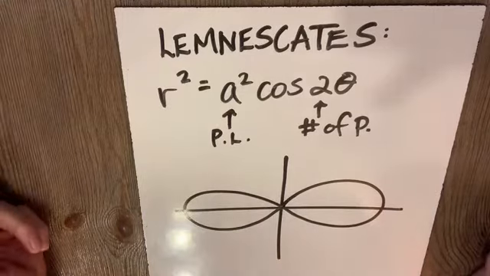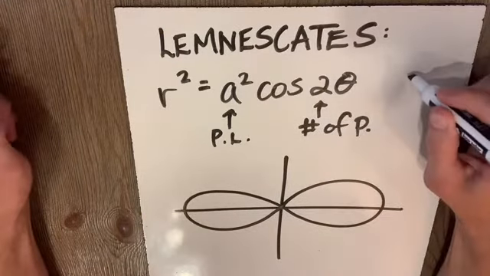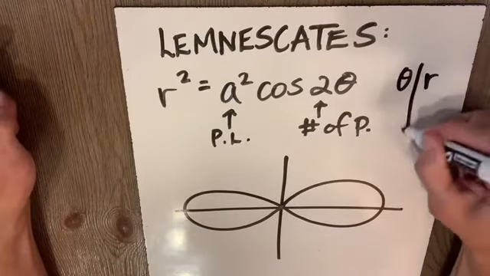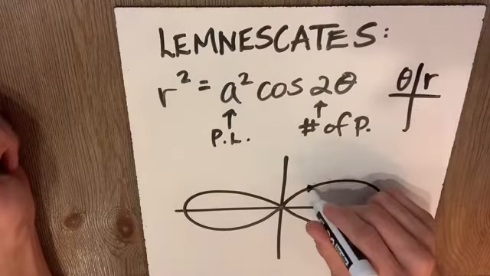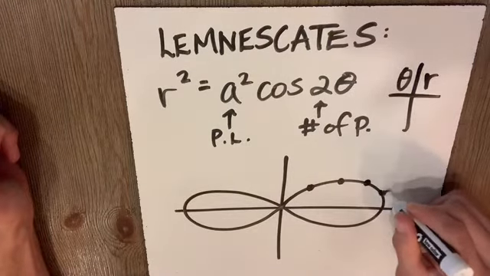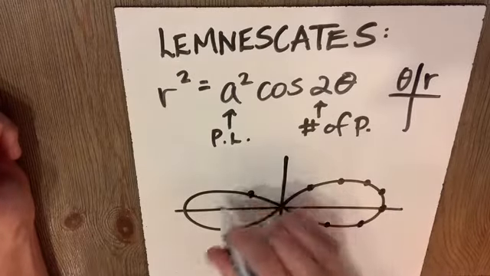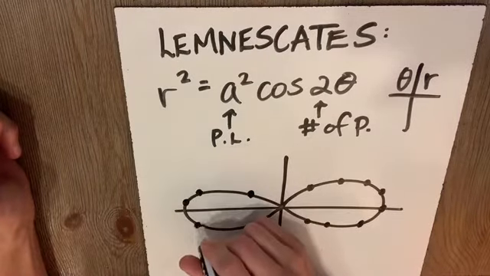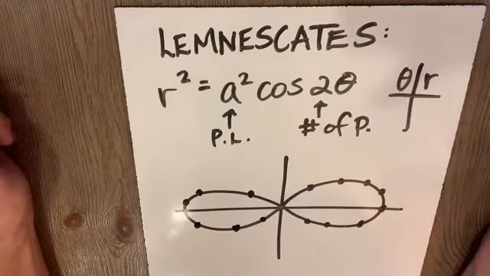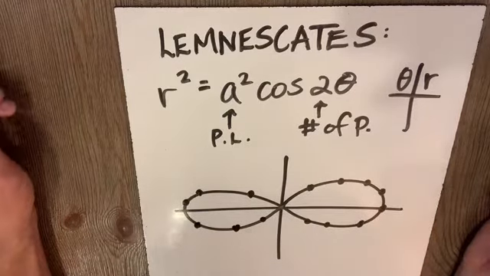Of course, if you don't want to believe me, you can make a theta and r chart. You could pick theta and get r, and you would have something that looks like this. You're going to solve for r, and that means you're going to have plus or minus. And you'll eventually get something that looks like this. It looks like a figure 8.